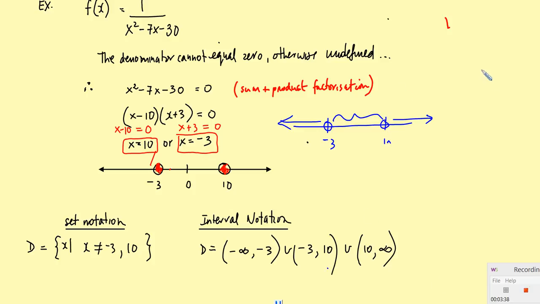Okay. Now, let's assume that we've got the next question here. And now the denominator is not allowed to be equal to 0 again, except this time I've got a quadratic in the denominator. So I've got a quadratic function. So what I do is I set the denominator equal to 0 to figure out where it is that x is not allowed to be.